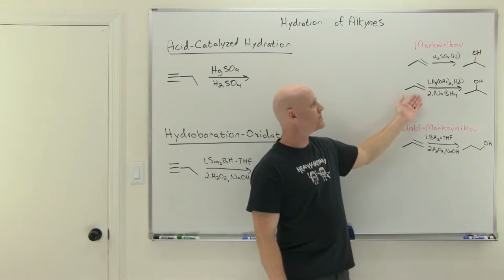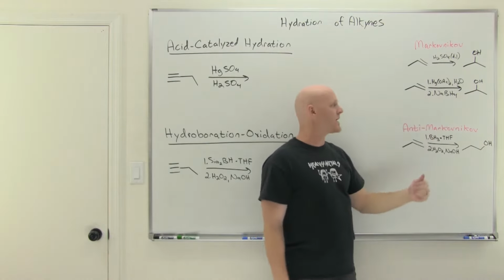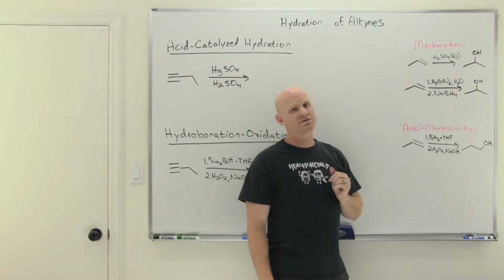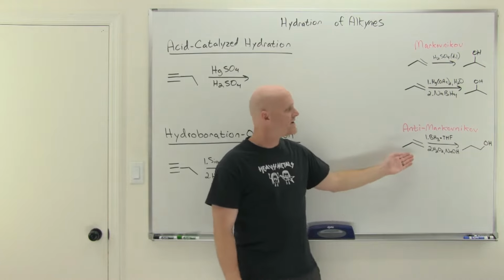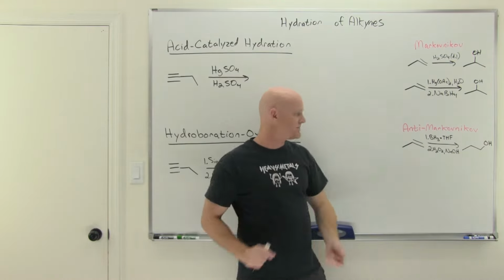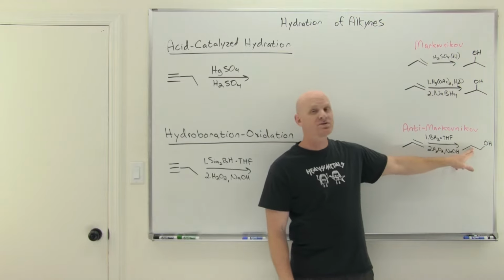We also had oxymercuration-demercuration, which did not go through a carbocation and was not subject to rearrangements, but still went Markovnikov, adding an H to the less substituted side, OH to the more substituted side. And then finally, we had hydroboration-oxidation, which added H and OH anti-Markovnikov across. So OH on the less substituted side, and the H ended up on the more substituted side.